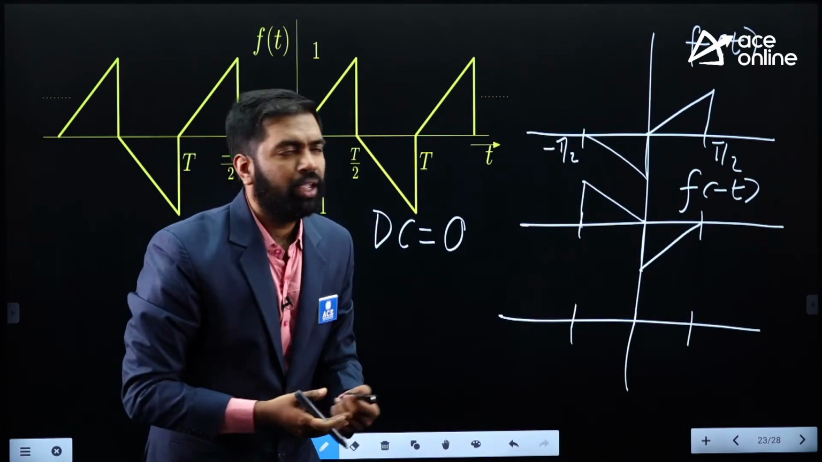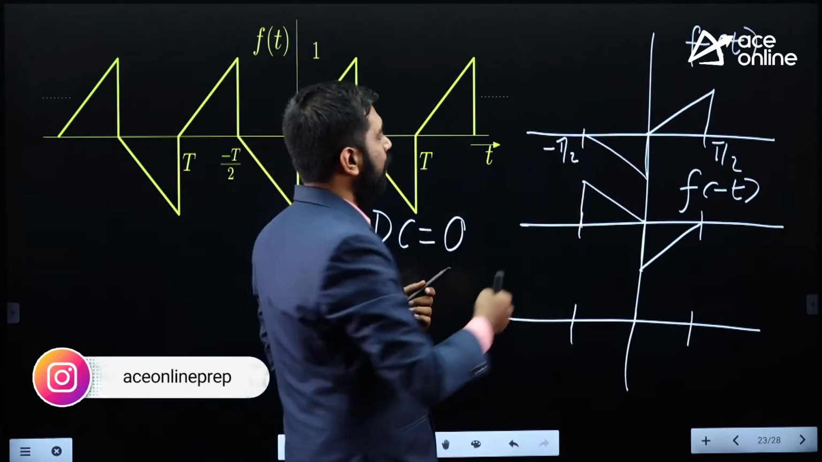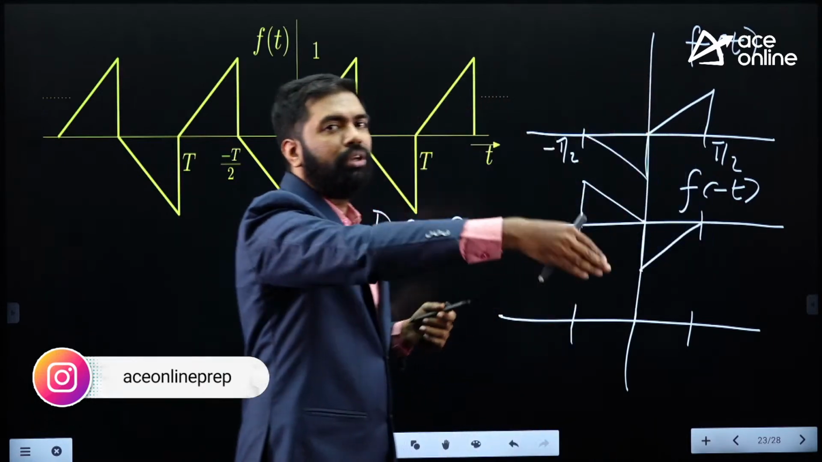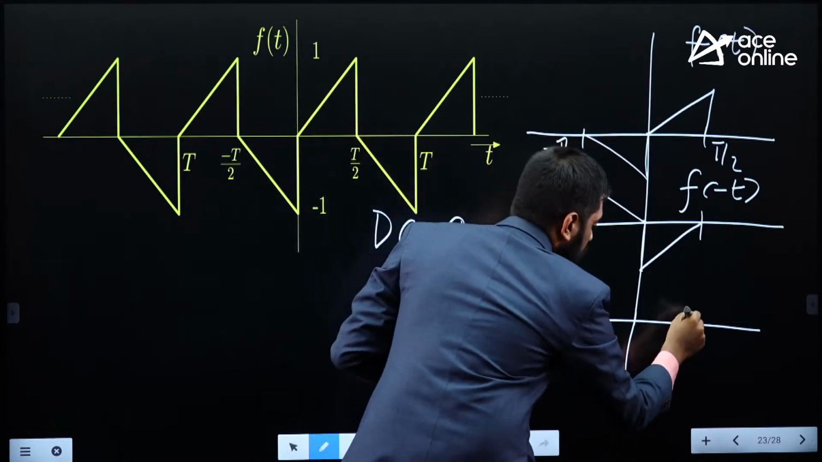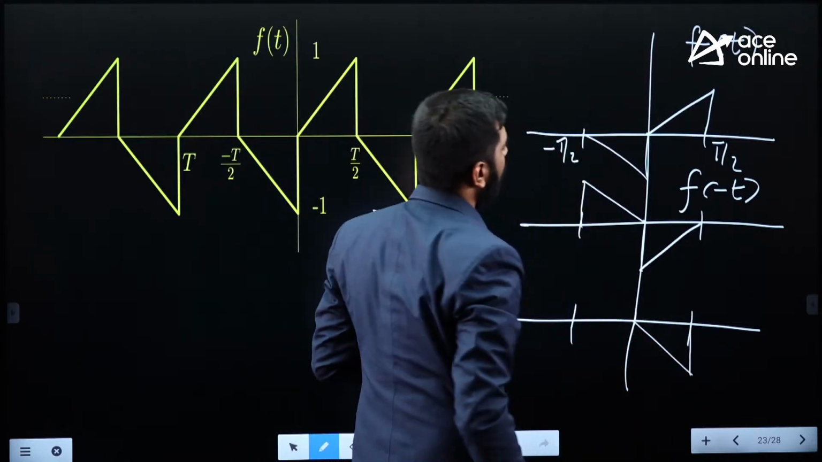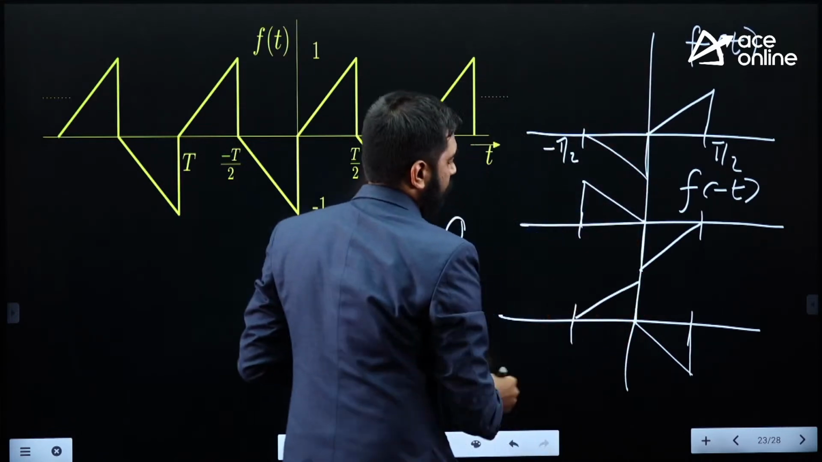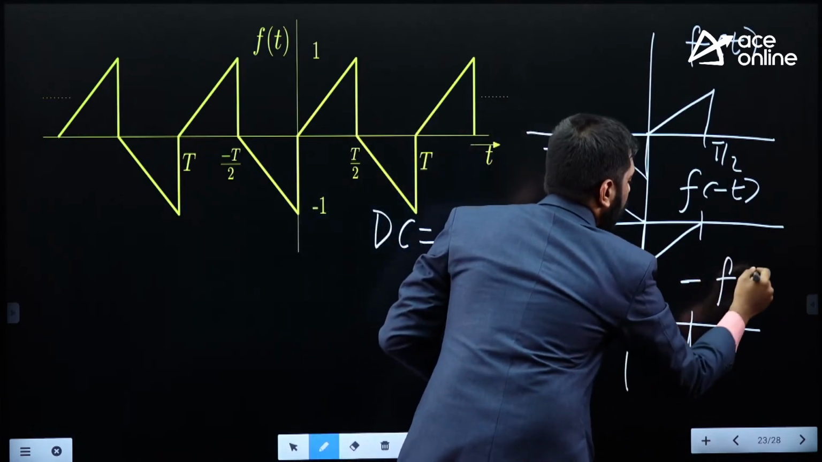What else do we have to do? We have to rotate this about x-axis. So how does that look? Now this goes down, this goes up because it's rotation about x-axis. This goes down. Now when this goes down, it looks like this. Okay? Now this goes up, it looks like this. So what is this? This is minus f of t.